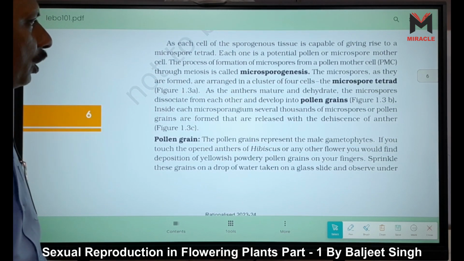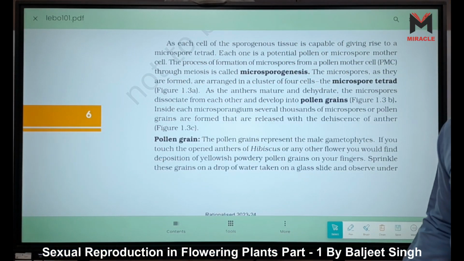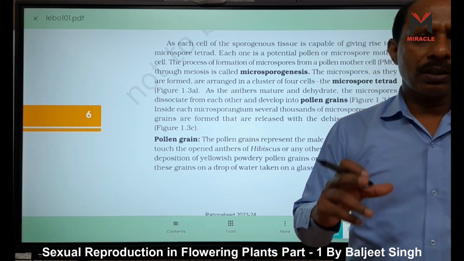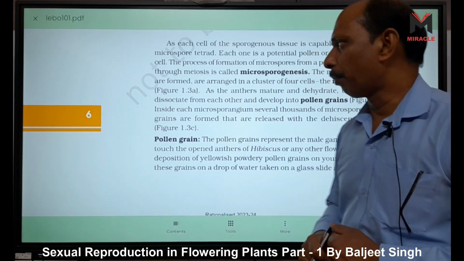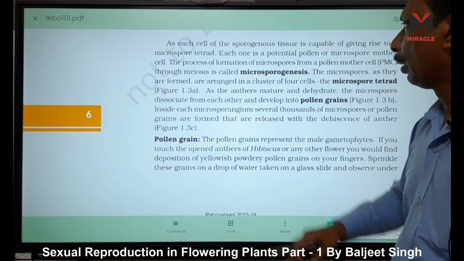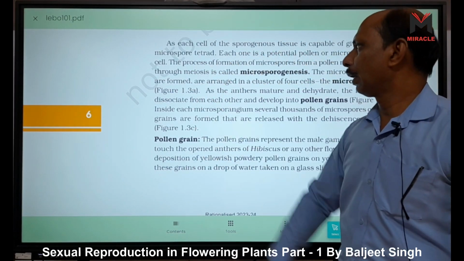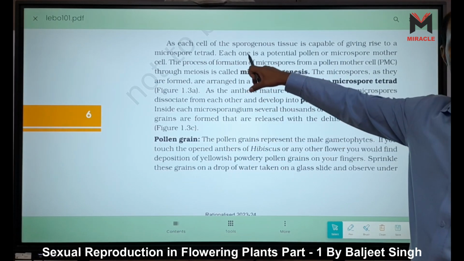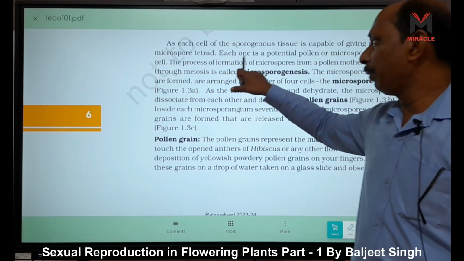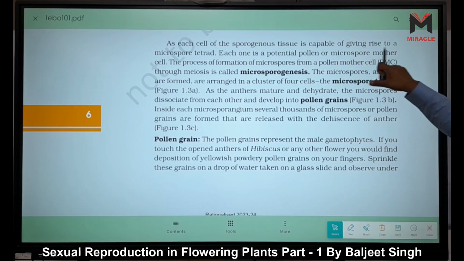Each cell of sporogenous tissue is capable of giving rise to a microspore tetrad. Tetrad means a cluster of 4. It is called a tetrad because a cluster of 4 microspores is there, and they are interjoined with each other through callose bands. Each one is a potential pollen or microspore mother cell. Which one? Each sporogenous cell, not each microspore. Each sporogenous cell of the sporogenous tissue is a potential pollen or microspore mother cell.